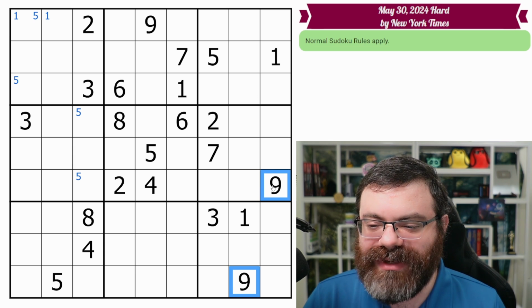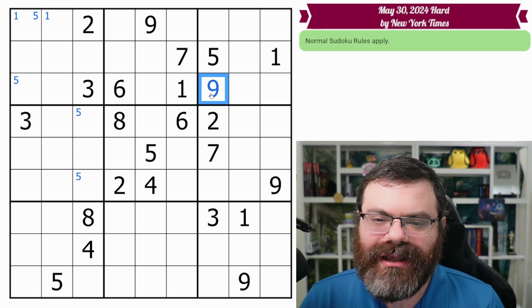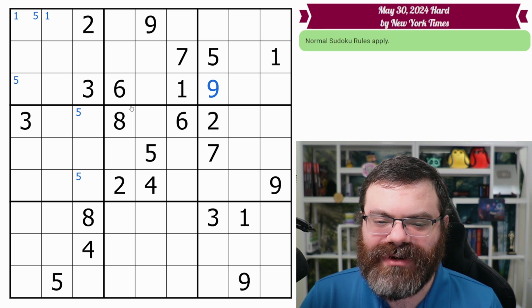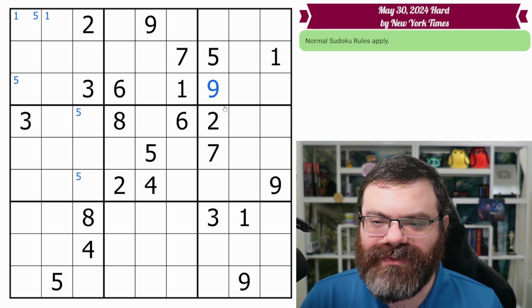Anyway, I noticed we have these two 9s looking up, and this 9 looking in. So let's place that 9 as well. Basically, when I'm scanning for crossings, you'll also notice things like that quite often. Anything that really affects these boxes, hopefully you're noticing.